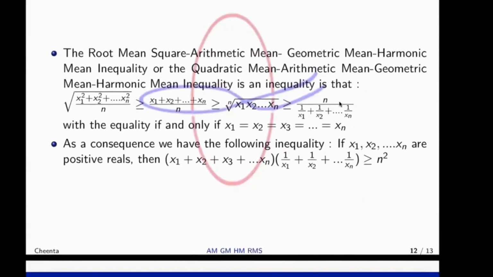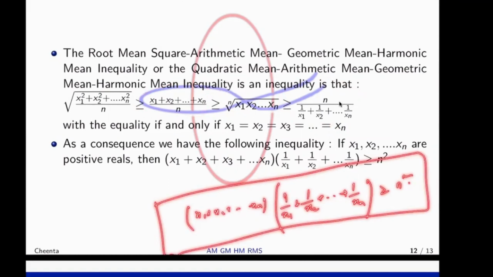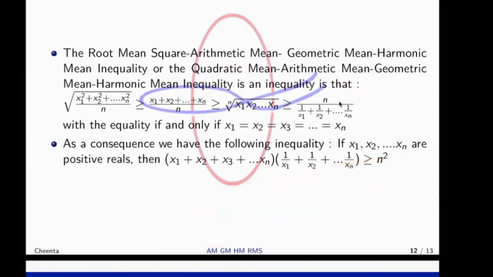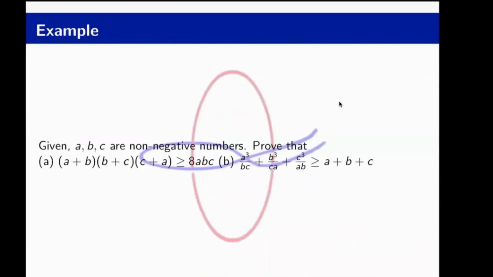From this, if we observe these two inequalities, x1 plus x2, the product of these two, by observing the relation between the arithmetic mean, geometric mean and harmonic mean, we get this inequality. So that completes this inequalities part. Now let us see some small examples.